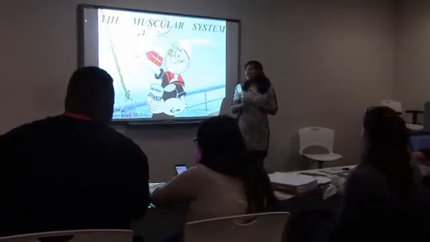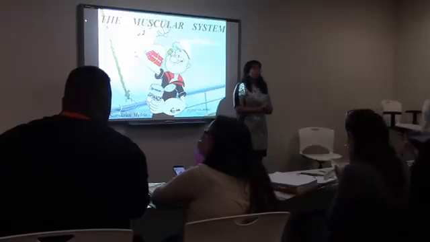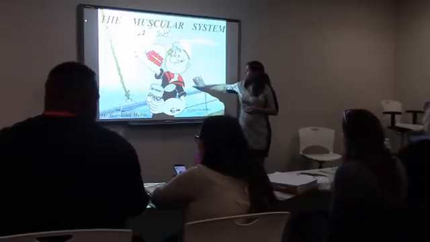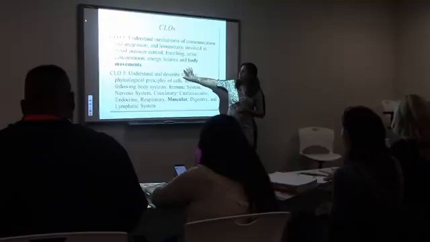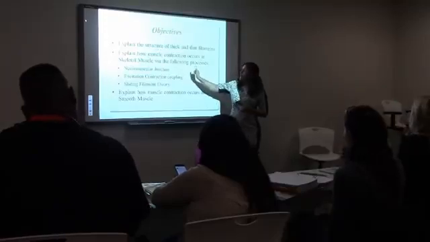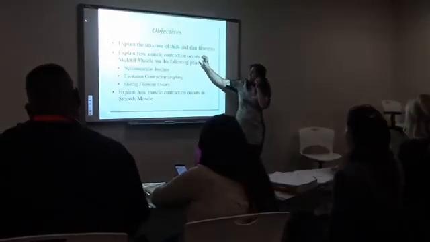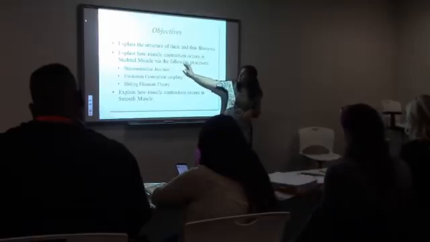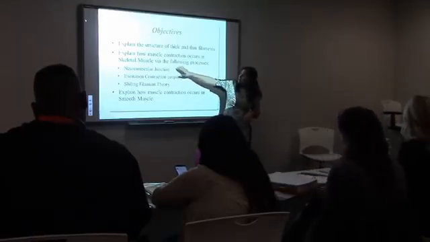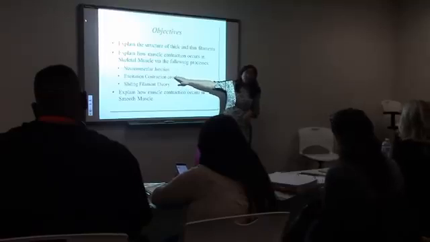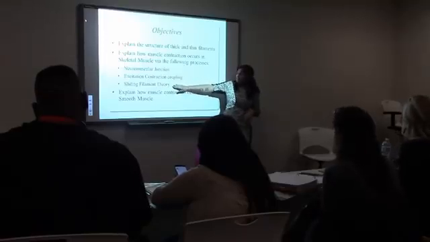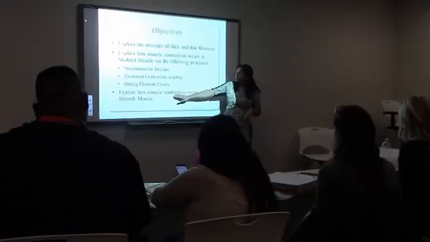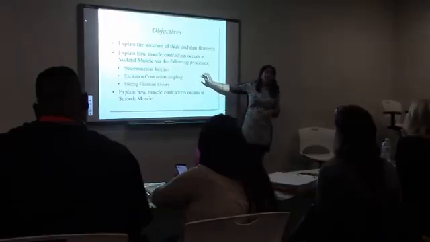Okay, so this is our second lecture for today, which is the muscular system. The objective is to explain the structure of thick and thin filaments, explain how muscle contraction occurs in skeletal muscle via neuromuscular junction, excitation-contraction coupling, and sliding filament theory, as well as explain how contraction occurs in smooth muscle.